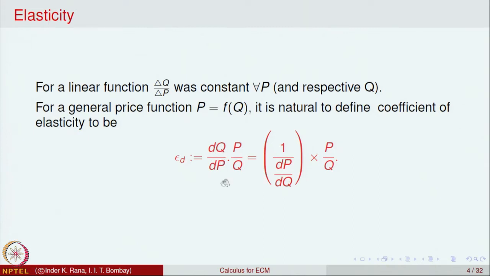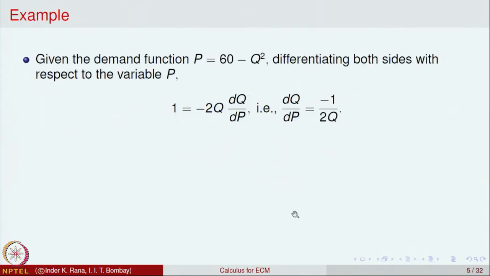Here essentially we are assuming that dp by dq is not equal to 0, otherwise this formula will not make sense. So, the coefficient of elasticity of demand is defined as 1 over the derivative of p with respect to q, multiplied by p by q. This is the definition of coefficient of elasticity for non-constant functions. For linear functions, this will come out the same as the earlier one in any case. So, let us look at an example.